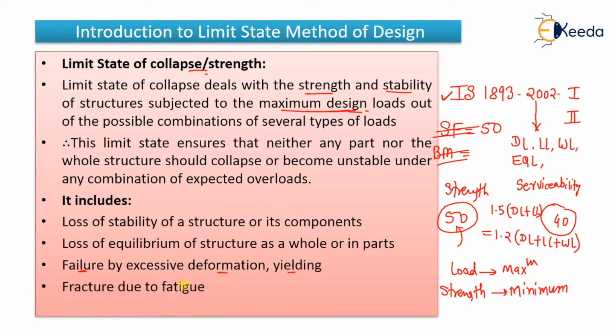Then fracture due to fatigue. Now what is fatigue? Fatigue is the failure which occurs due to repetitive applied loads. For example, if there is a structure which has repetitive load, then the type of failure due to which the structure will fail is called fatigue. So fracture due to fatigue will also come under the category of collapse or strength. And the last one is brittle fracture, which will also come under the category of collapse or strength. In short, all the failures will come under the category of collapse or strength.